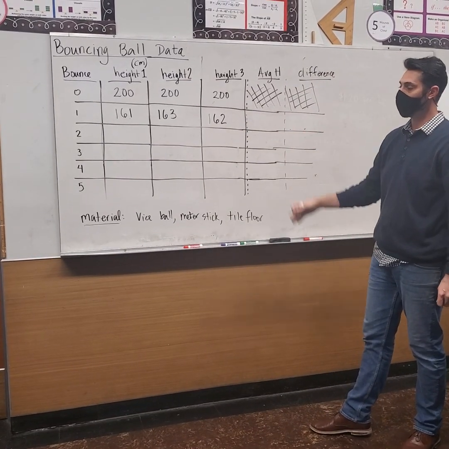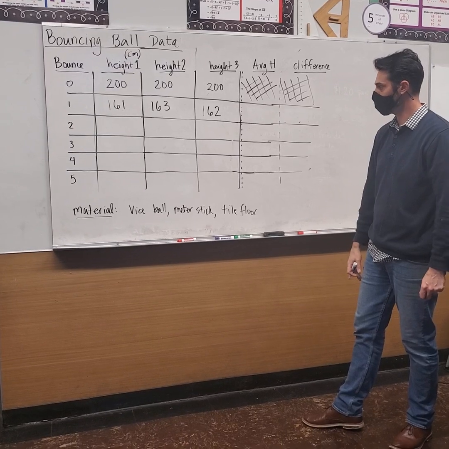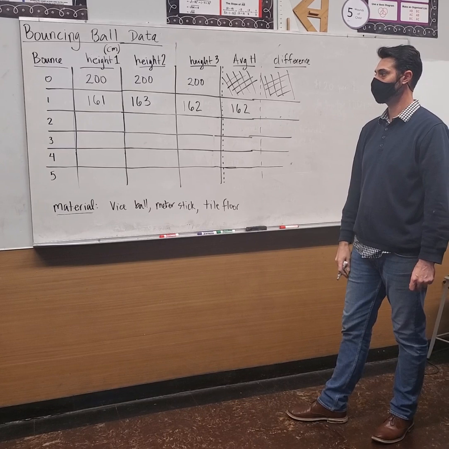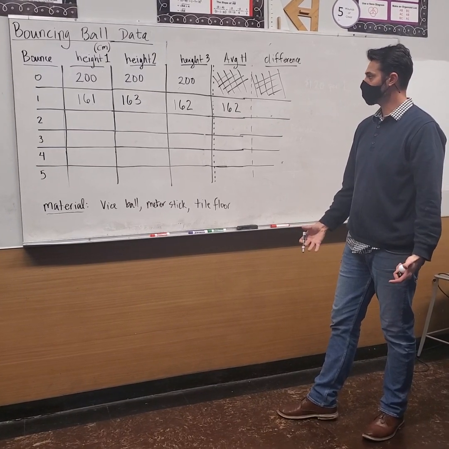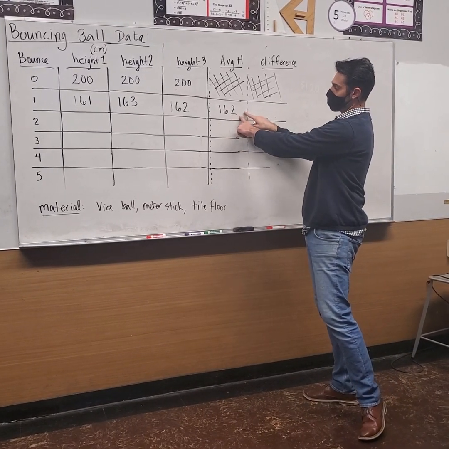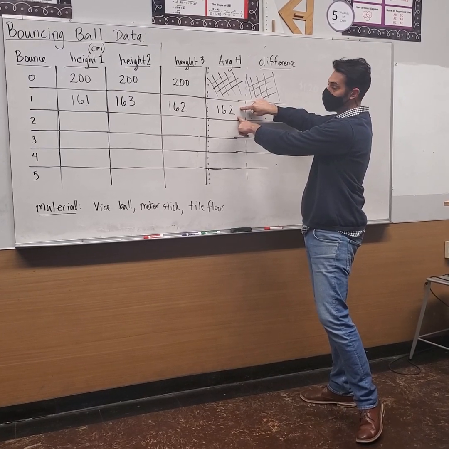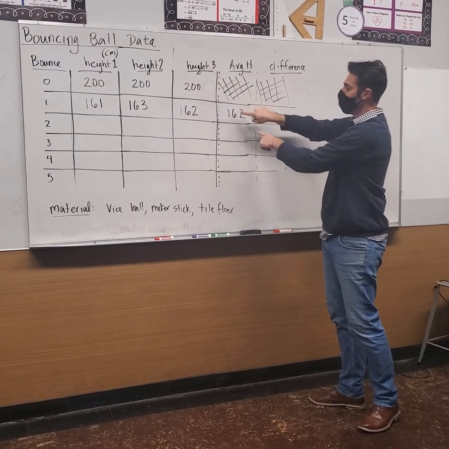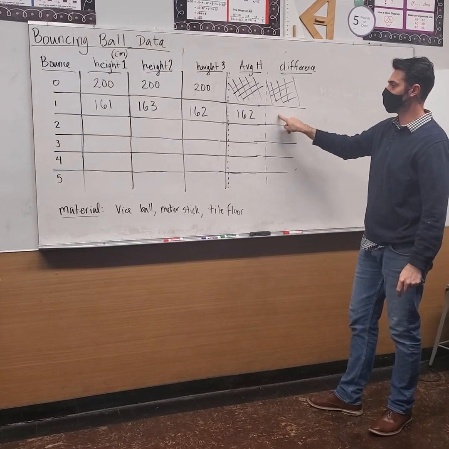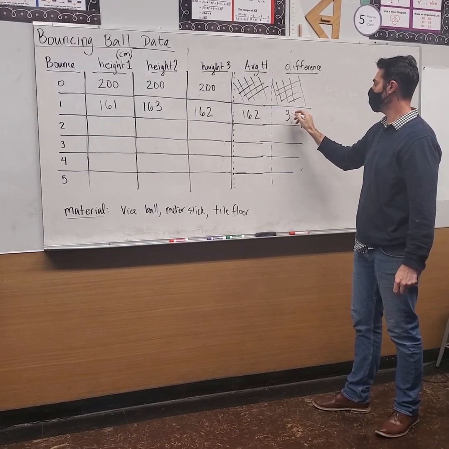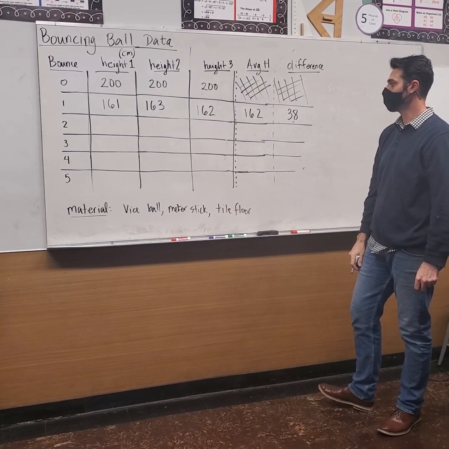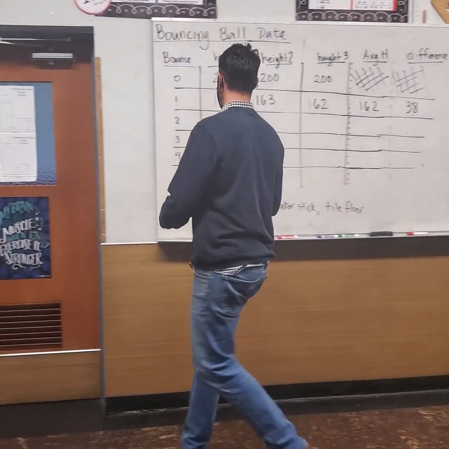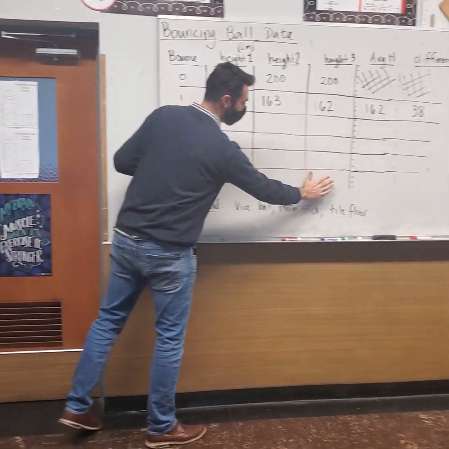Calculate that out. You'll add all the numbers together, divide by 3, and you're going to get 162 centimeters. One more calculation that we're going to do here is we're going to find the difference of where this ball ended up from where it started. It started at 200. It ended up at 162. That difference is going to be 38 centimeters. Okay? Let's repeat the process from 162 centimeters, and we're going to fill in this table all the way down.